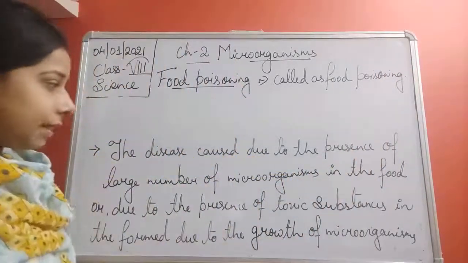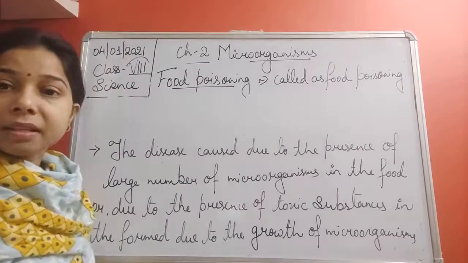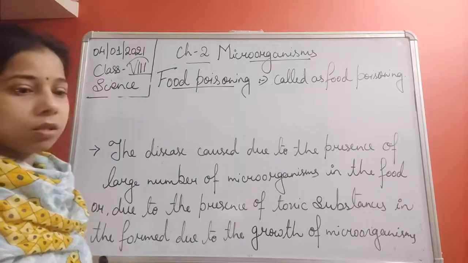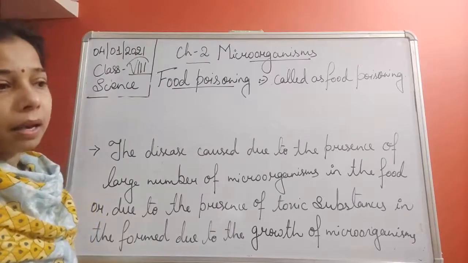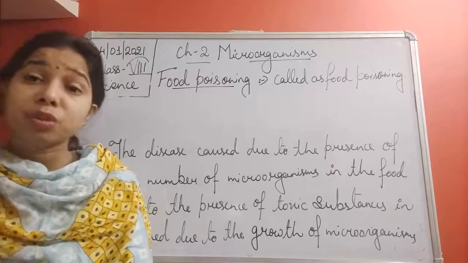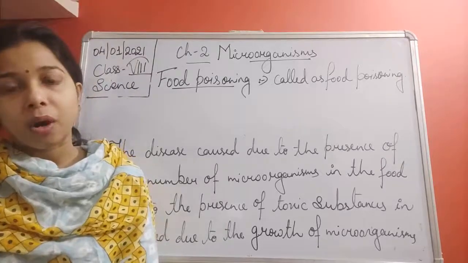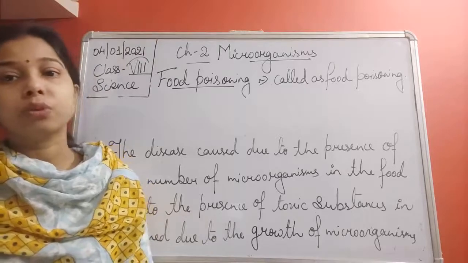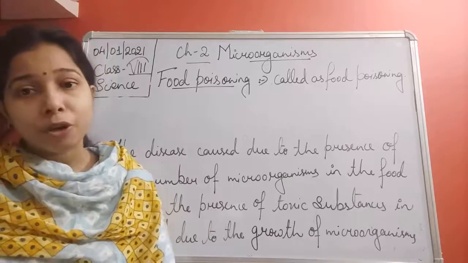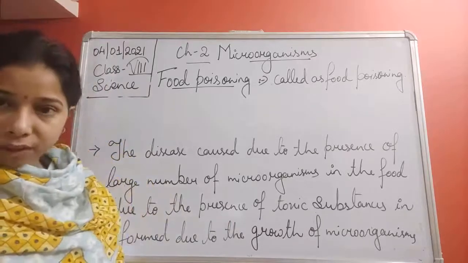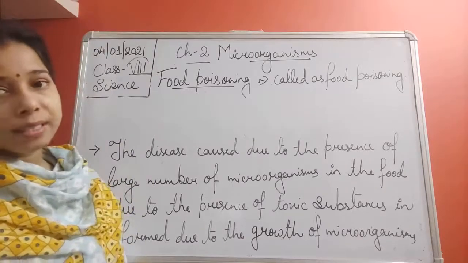So you can see, students, by this we can define food poisoning. What is food poisoning? It is the disease which is caused due to the presence of microorganisms as well as the toxic substances formed in the food by the action of the microorganism. The microorganism produces toxic substances in food which is not covered, or has been kept for a long time, so it is not fresh food. It will cause food poisoning to a person.